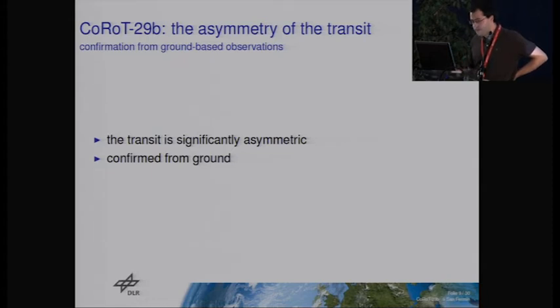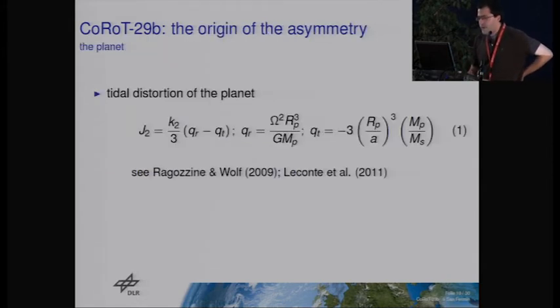So what is the origin? As I told you, when we see the transit, what we sample is the star and the planet. So what if the planet is causing this asymmetry? In principle, we could assume that the planet is not spherical but tidally distorted, and then we can measure this tidal distortion. We can go to the equations, to the quadrupolar moment, and it depends on the Love number and two terms. One depends on the rotation of the planet, and the other on the tidal interaction between the planet and the star, which depends on the radius of the planet, the semi-major axis, and the relative masses.